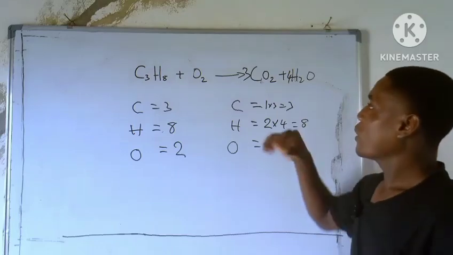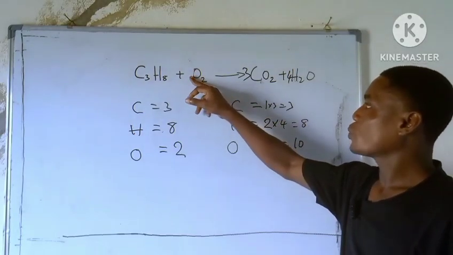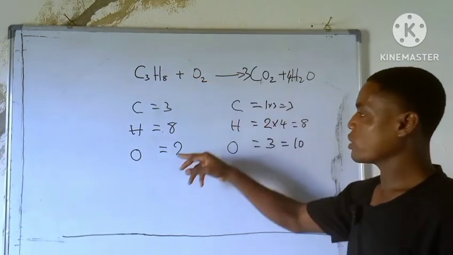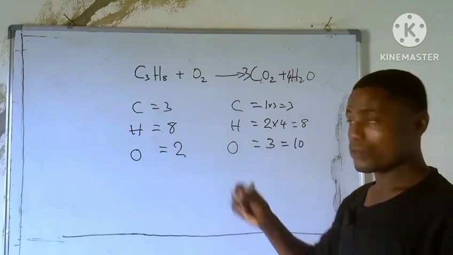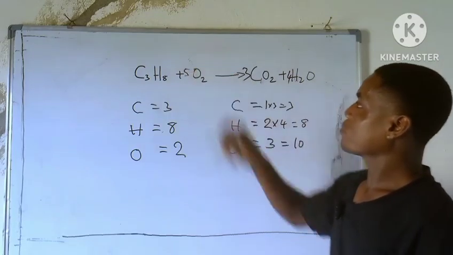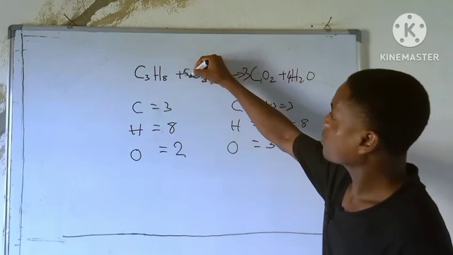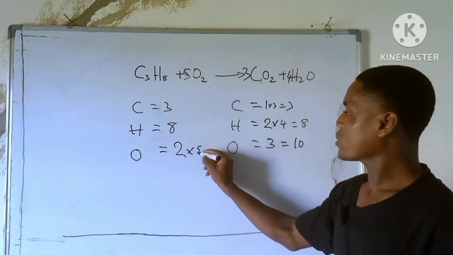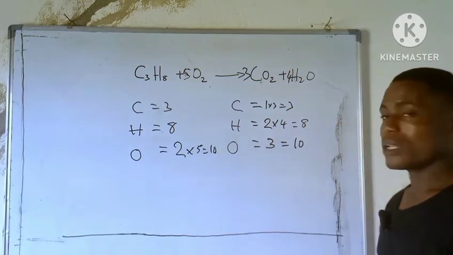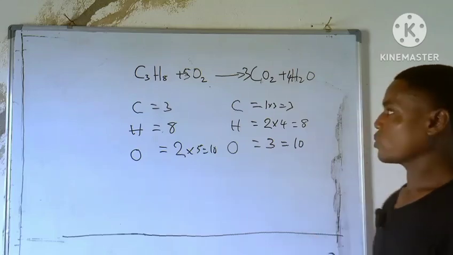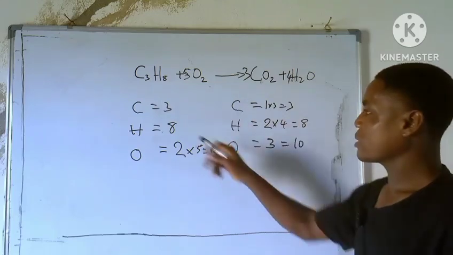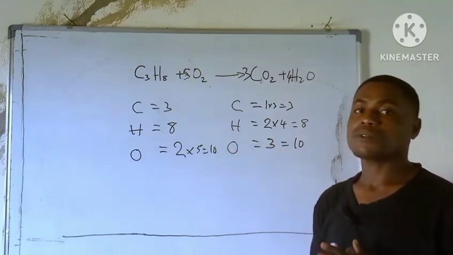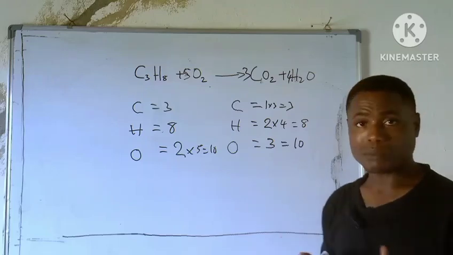So what number are we going to introduce here, so that if we use that number to multiply these 2 atoms, it will give us 10? The number is 5, right? So 5 times 2 is 10. So let's check if the equation is now balanced or not. We have 3 balanced, 8 is balanced, 10 is balanced. So you see that balancing of chemical equation is very simple, right?